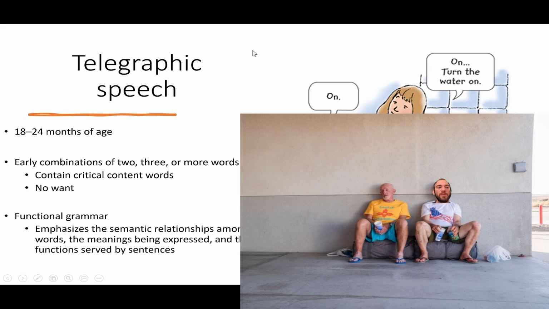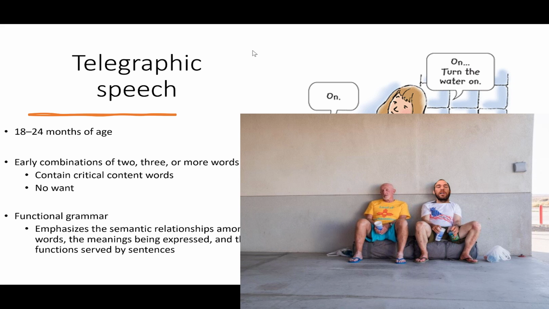Moving on to telegraphic speech. This occurs between 18 to 24 months of age on average. It's an early combination of 2, 3, or more words. They contain critical content words, no want, for example. Functional grammar emphasizes a semantic relationship among words, the meanings being expressed, and the functions served by sentences. So as I stated, now that we're a little older, we can say more than one word. We can say no want. We can say no spaghetti instead of just saying spaghetti.